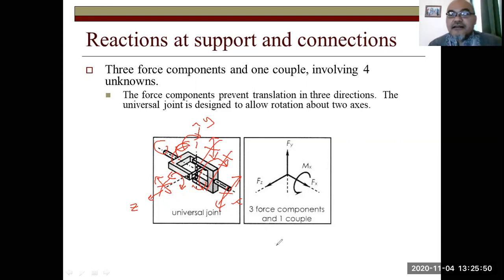So there is another reaction component, which is the reaction moment about the x-axis, Mx. So there are four unknowns: reaction force in the x-axis, Fx, reaction force in the y-axis, Fy, and reaction force in the z-axis, Fz, plus one single reaction moment about axis x. So the joint prevents translation in the three directions. The universal joint is designed to allow rotation only about two axes, but not about the other axis.